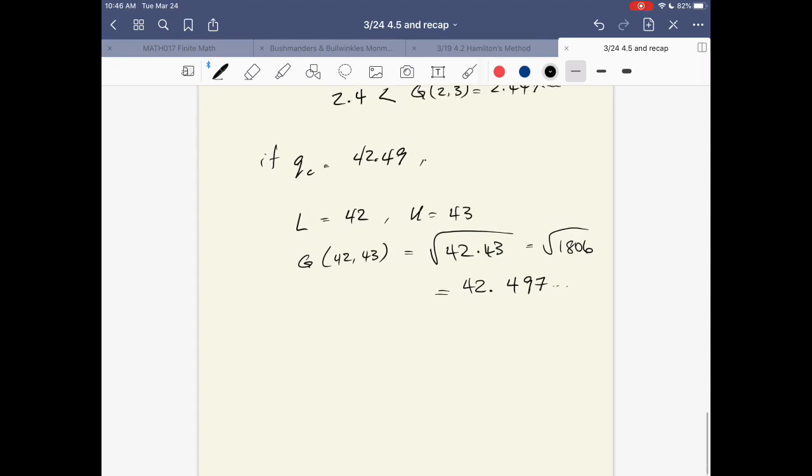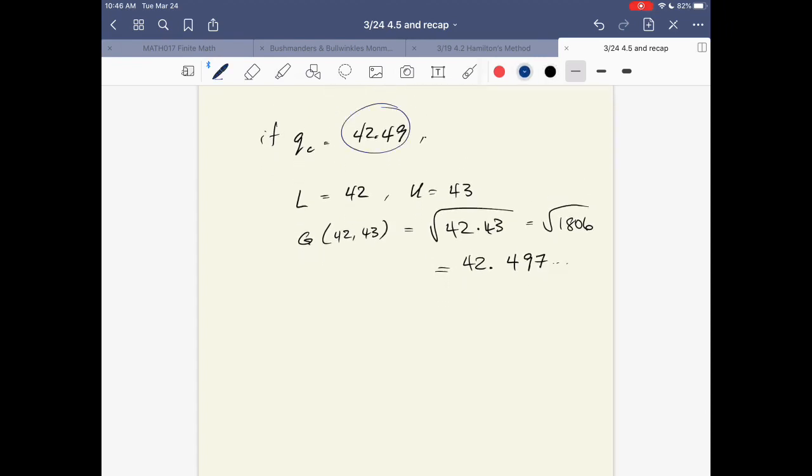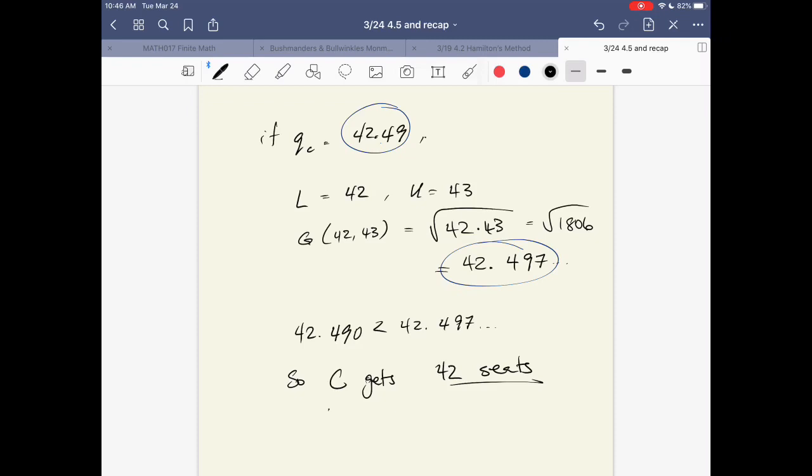Okay, so now we just compare these two numbers. If our quota is less than this number, we'll round it down. And if our quota is more than this number, then we'll round it up. Well, 42.49 is less, because this is like 42.490, really. This is less than 42.497, whatever comes after that. So C gets 42 seats. The lower quota. Okay.